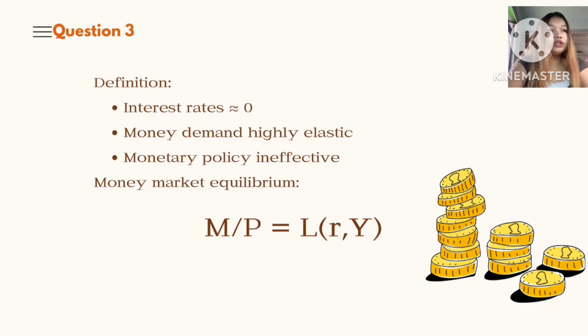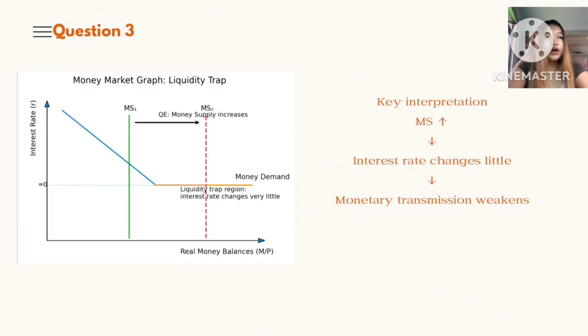The money market relationship between real money supply and money demand explains this problem. When interest rates become extremely low, the usual relationship between money supply and the interest rate weakens substantially. This condition explains why traditional monetary policy often fails during severe downturns. This graph illustrates why monetary policy becomes ineffective near zero interest rates.